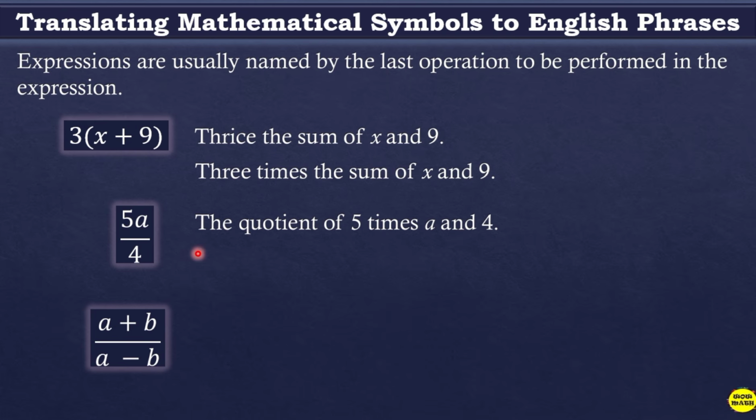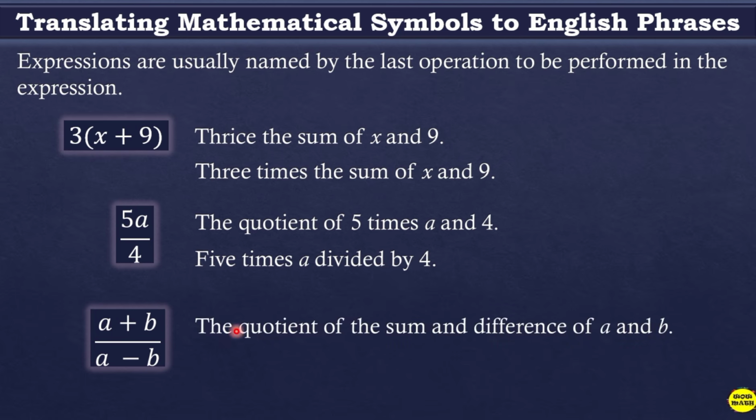And then another. So, 5 times A divided by 4. Ang ginamit kong keyword dito ay divided by. And then next, the quotient of the sum and difference of A and B. Since meron akong fraction bar dito, gagamitin ko quotient. So, the quotient of the sum and difference of A and B.